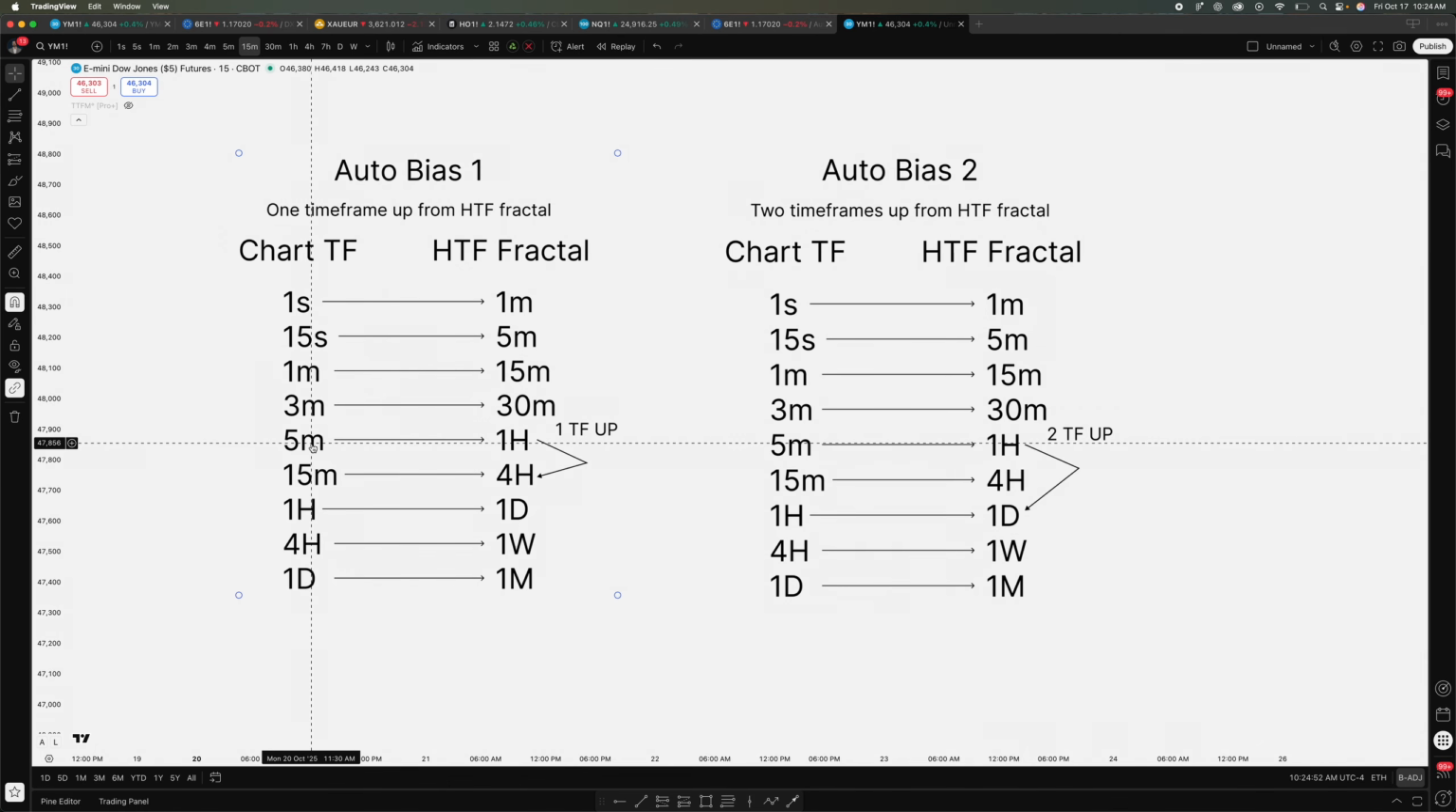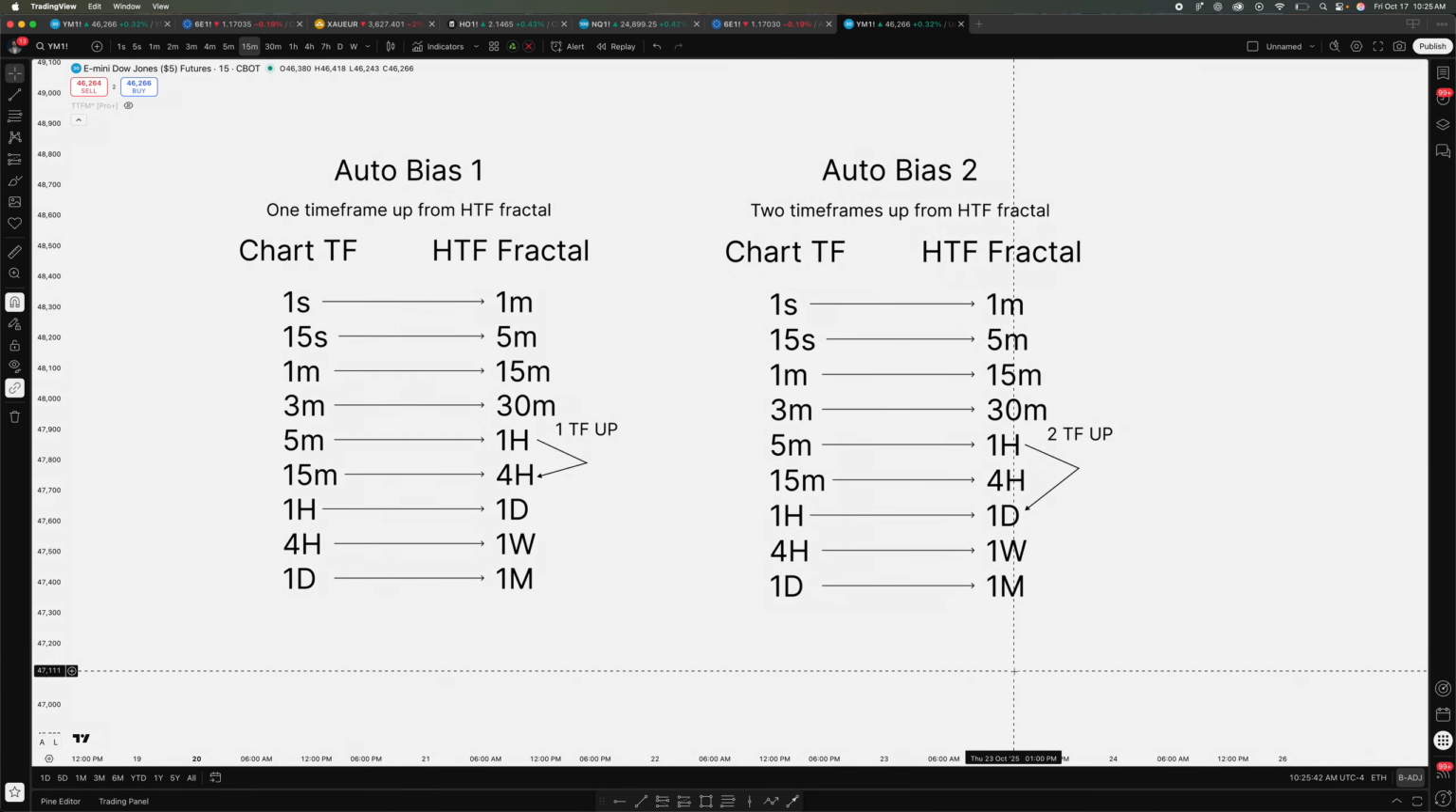To illustrate this, we'll use chart time frames and fractal time frames. So if you're on a 5-minute chart, the time frame aligned fractal is the 1 hour. With Auto Bias 1, one time frame up from that would be the 4 hour. Therefore, on a 5-minute chart, you would receive your bias from the 4 hour. So the indicator will only print 5-minute hourly fractal models that are in line with the 4 hour.